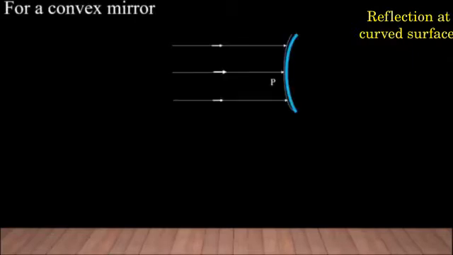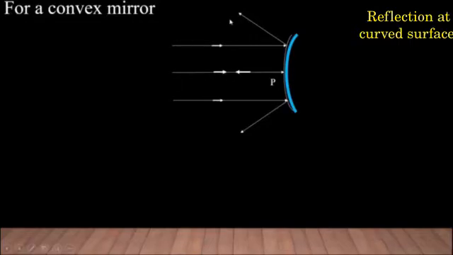So, for a convex mirror, let us consider some rays parallel to the principal axis. So these rays are incident on the convex mirror. They get reflected, right? Now, this ray is along the radius of curvature. Any ray which is incident along the radius of curvature, after reflection, retraces the path.